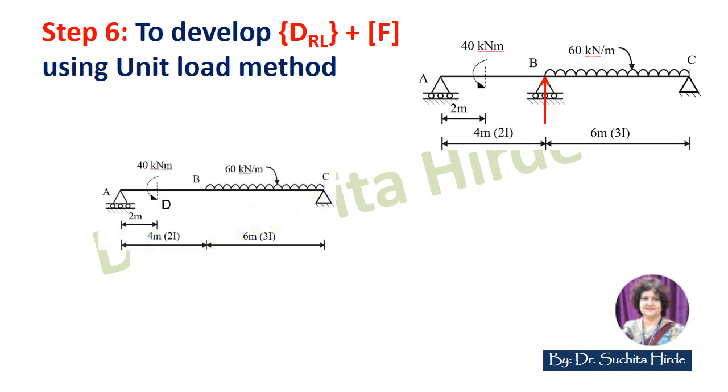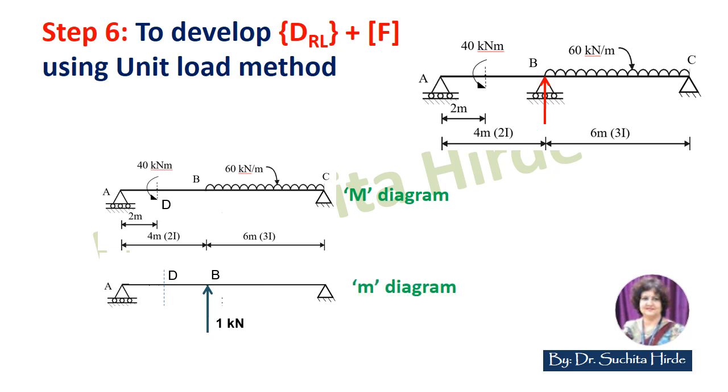So now first of all, we will redraw this beam by removing the redundant force. So we will remove the support at B. The beam will become a simply supported beam which is supported at A and C. After that, we will draw a beam with unit load at B in the direction of redundant force. The first beam, we call it as capital M diagram, and second we call it as small m diagram.